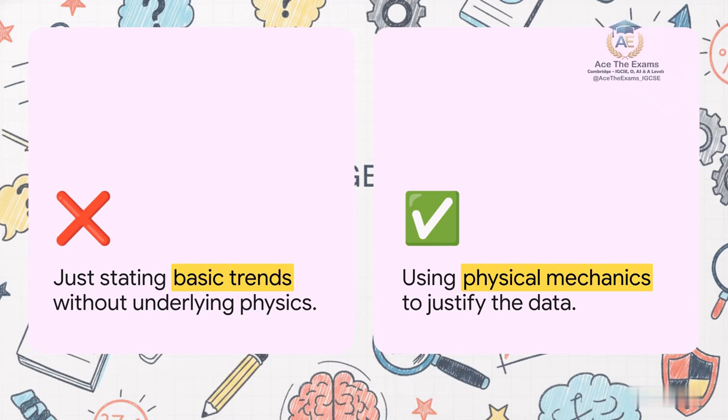They write, as the volume halves, the particle density doubles. This leads to twice as many collisions per second with the container walls, therefore doubling the force per unit area, hence doubling the pressure, assuming average kinetic energy remains constant. Do you see the difference there? It's night and day. Analytical depth uses the actual physical mechanics to justify the data on the page.